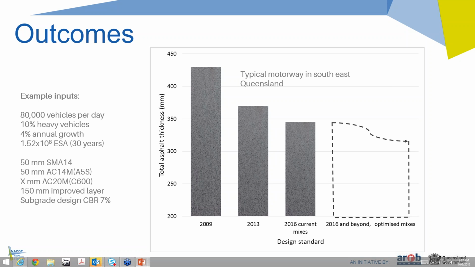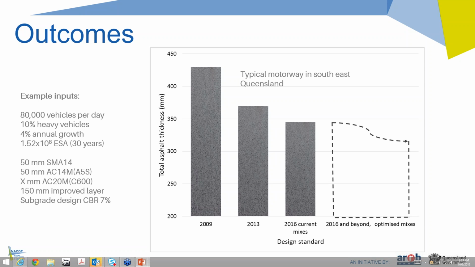The pavement structure is also shown on the left-hand side. It's a full-depth asphalt pavement with an SMA surfacing and an AC14 intermediate course and an AC20 base course. For this example, in 2009, the asphalt thickness would have been 430 millimetres, which you can see from the chart.